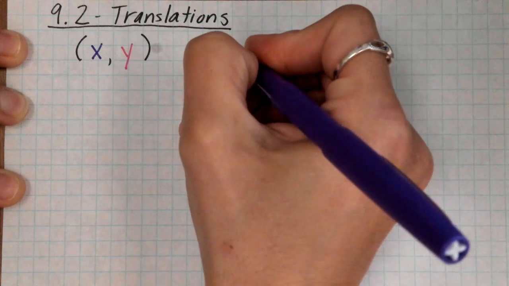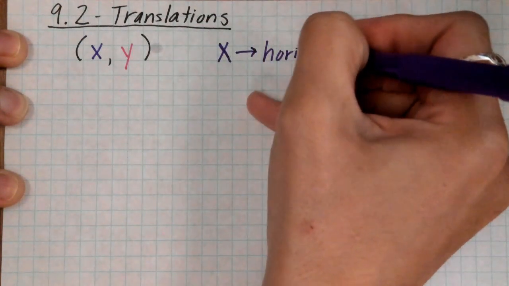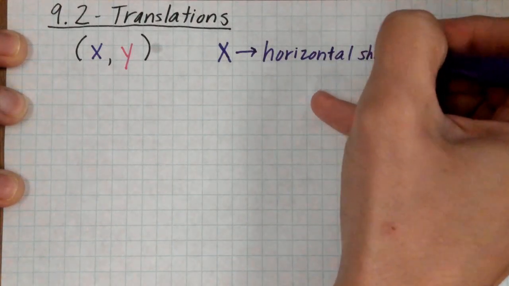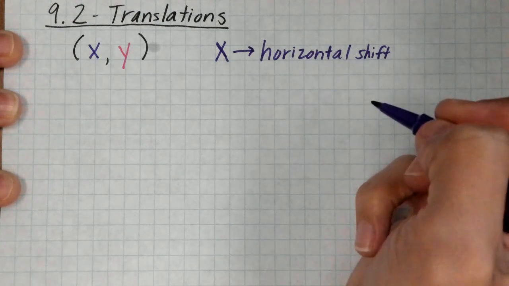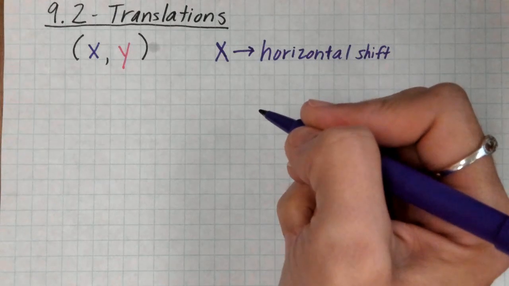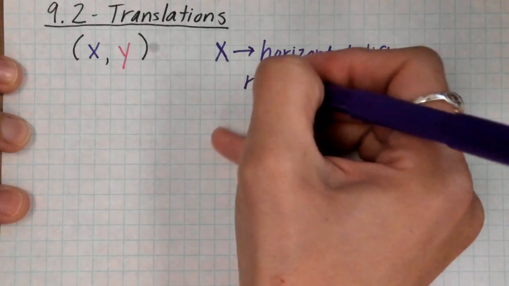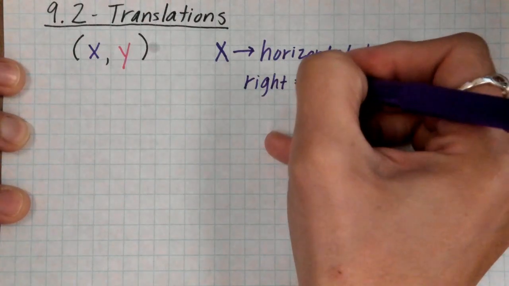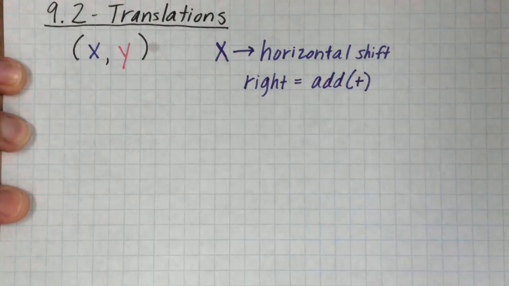Your X, when you're translating, is going to wind up being your horizontal shift. Okay, it's going to be a horizontal shift, meaning it's going to be going left and right. So if you're given instructions to translate a figure to the right a certain number of spaces, your right is going to tell you what we're going to actually be doing is adding to that X coordinate.